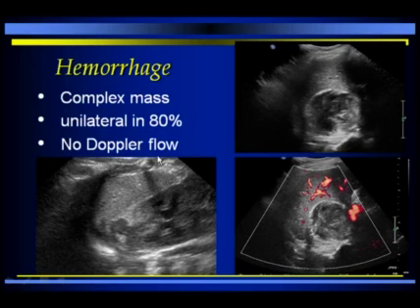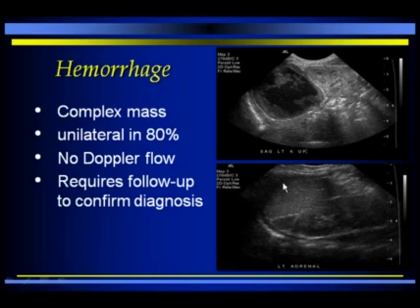Hemorrhage in the adrenal gland often presents as a complex mass, often is unilateral, as opposed to a tumor mass which should have flow in it. Hemorrhage is just blood clot, so there should not be any flow in the Doppler evaluation. So here's the mass, here's the Doppler in the liver, and here's the Doppler in the hemorrhage, which has no flow. So once again, complex mass for hemorrhage.